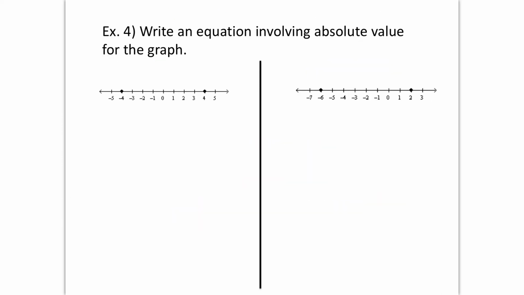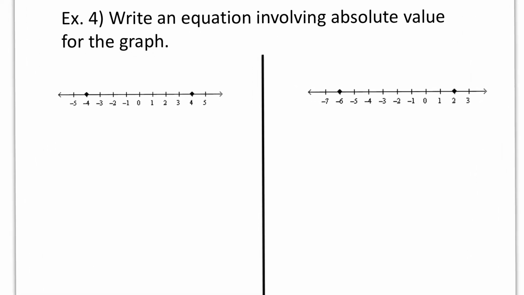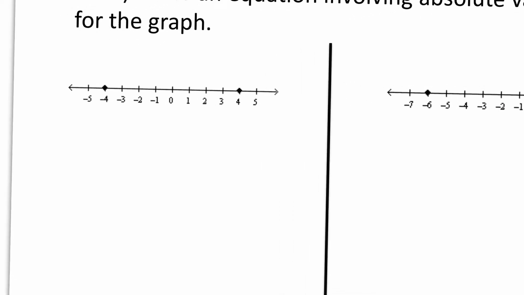Now this example here is actually going backwards. We want to write an equation involving the absolute value for the graphs. So we don't want to find the solution. They actually give us the graph of the solutions. We have two number lines. The first one, you notice that we have a negative 4 with the circle and a positive 4 with the circle. And the second one, we have a negative 6 with the circle and a 2 with the circle. So this is what we have to do, guys, okay?